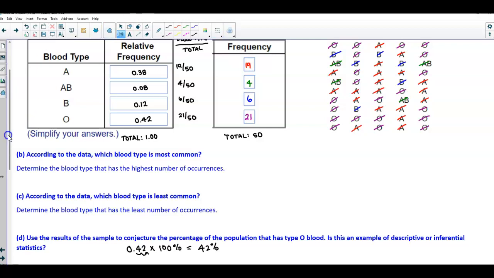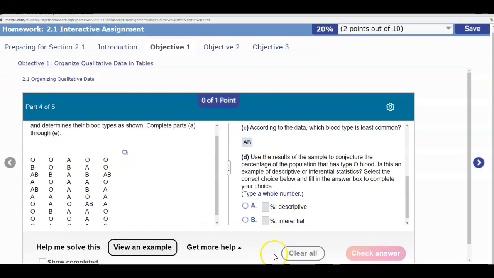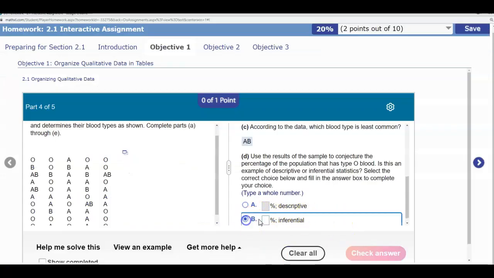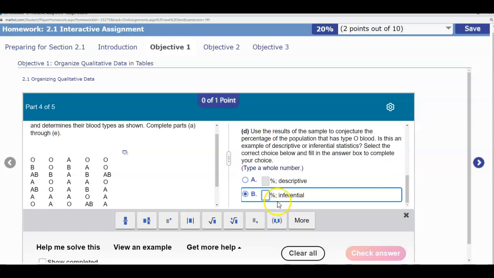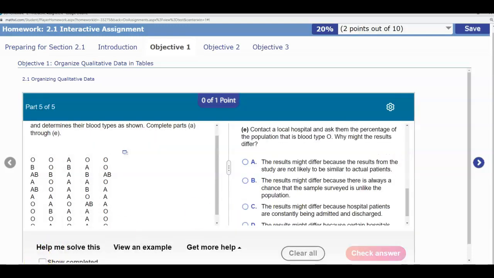Recall that descriptive statistics consist of organizing and summarizing data. Inferential statistics uses methods that take a result from a sample, extend it to the population, and measure the reliability of the result. This is an example of inferential statistics since it is extending the sample result to the population. So we're going to say B, and that's at 42%, and there is our answer.